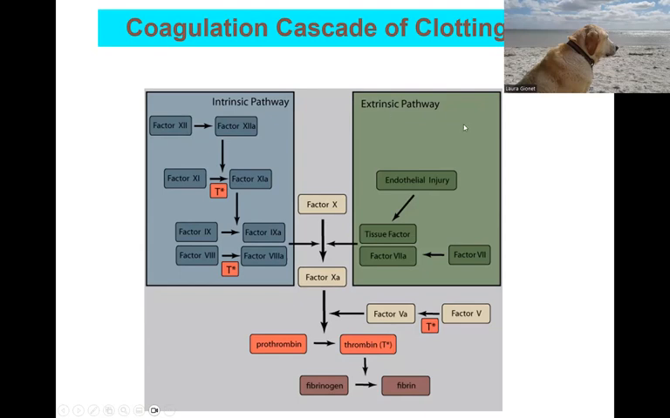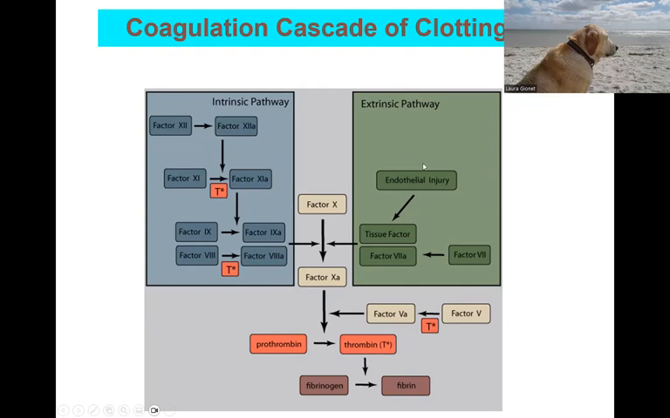Over in the green side here, the extrinsic pathway begins with endothelial injury, which means the blood vessel is actually injured somehow, and it secretes what's called tissue factor. That tissue factor is going to convert factor 7 to 7A. Not that I'm going to ask you really about these factors, but when we have an A, it means it's the activated form. So we have factor 7, and now that it's activated, we call it factor 7A.